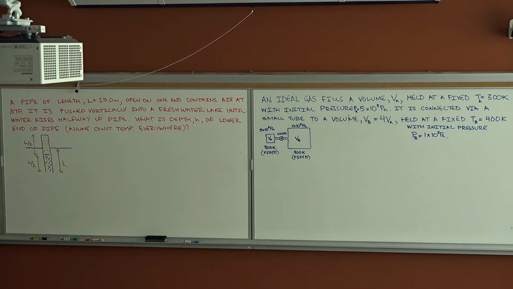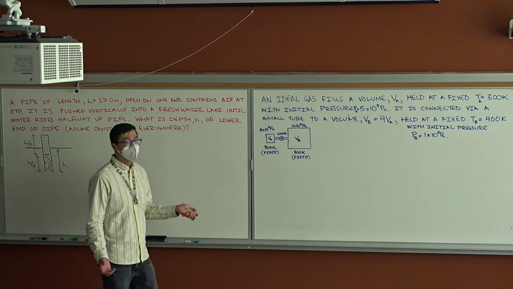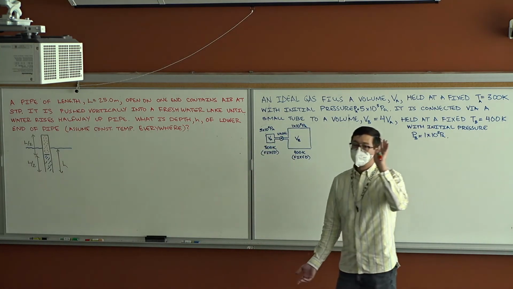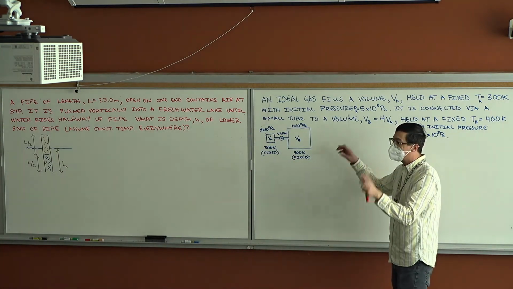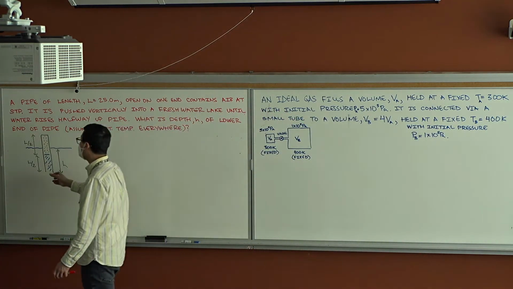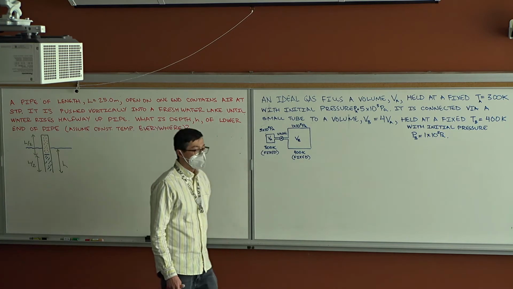So our first question, we have a pipe full of air. It's open on one side and closed on the other. We will invert it such that the open side points down and then plunge it into the water, fresh water. So we don't have to worry about not knowing densities and such.